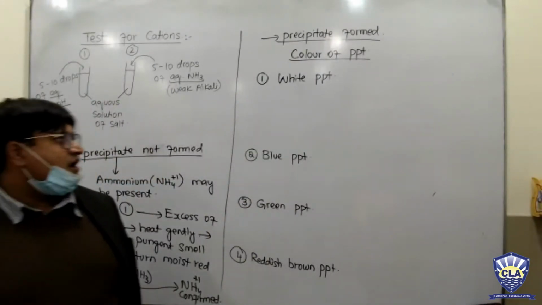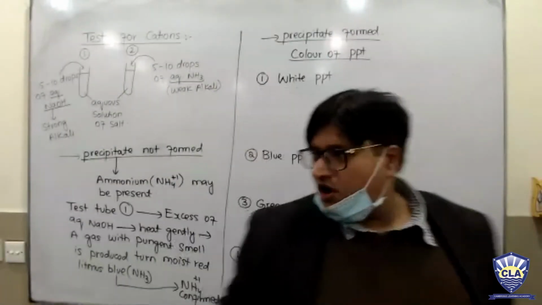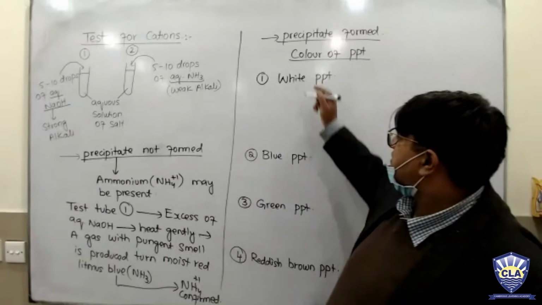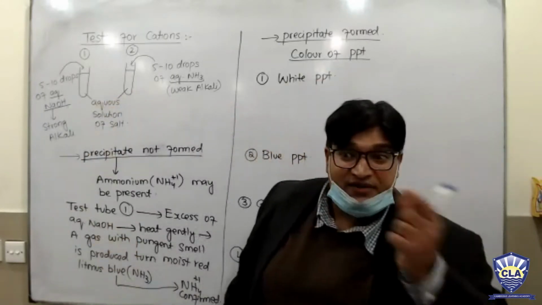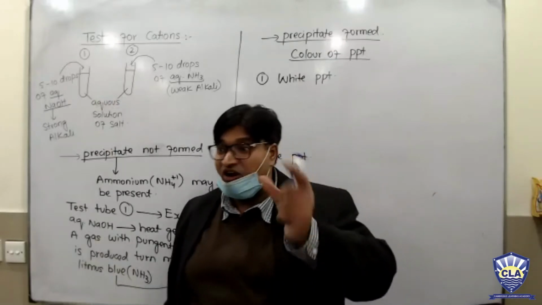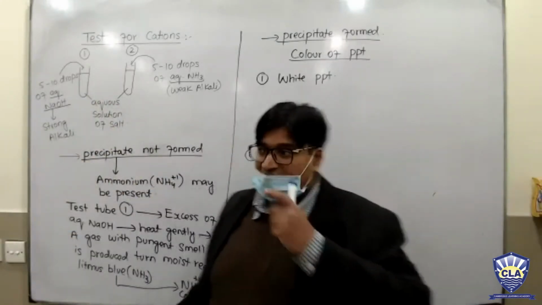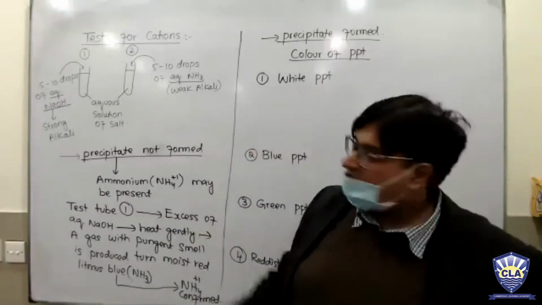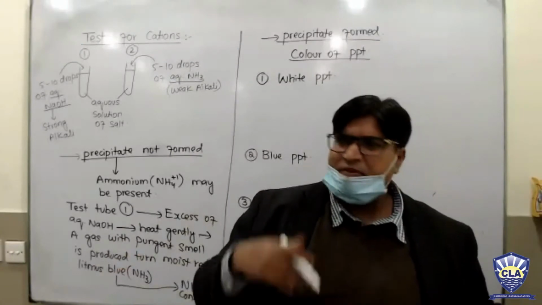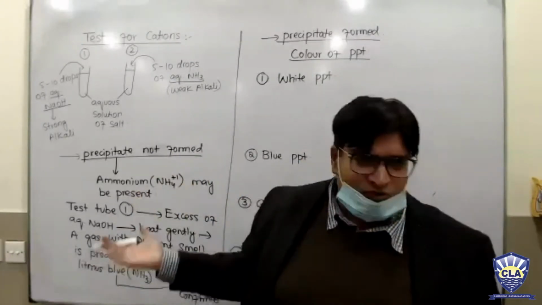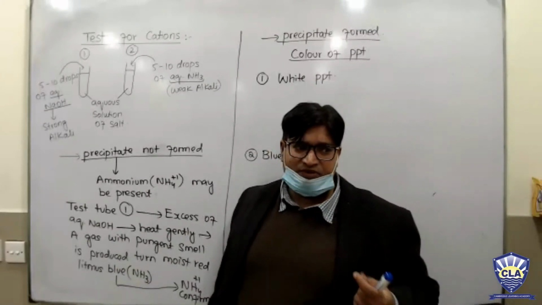Now one more thing. All these precipitates produced here are actually solid particles. These are solid things. You are unable to see across the test tube when the precipitate is formed. It may be white, and white means just like milk. It may be green, it may be blue, or it may be reddish brown. Only these four colors of precipitate are formed.